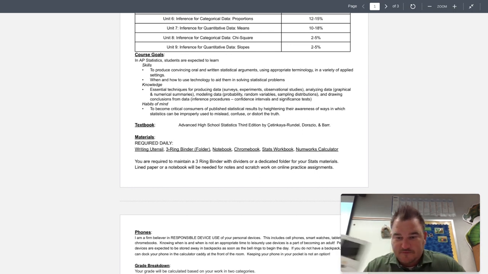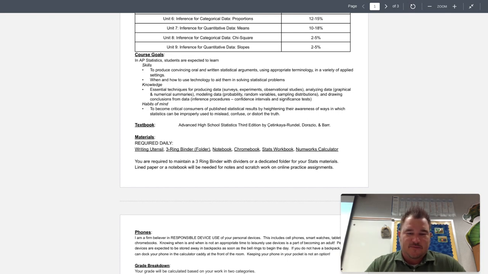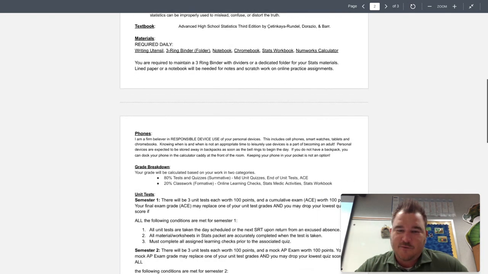Part of their book rental fees is that they get a NumWorks calculator checked out to them. These are really sweet, and they do a lot of the things we have to do on the AP test and in statistics very easily and intuitively. So that's always recommended for students to bring every day. As far as phones, I've been asked to reiterate my phone policy. What I've told students is that I would like them to be in their backpacks at the beginning of the block.